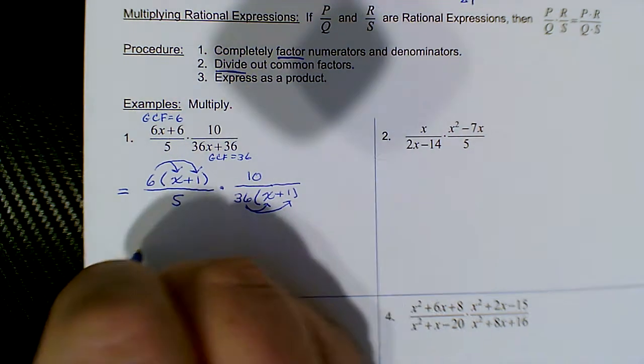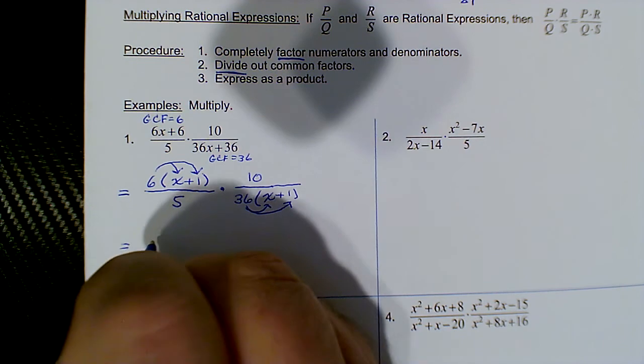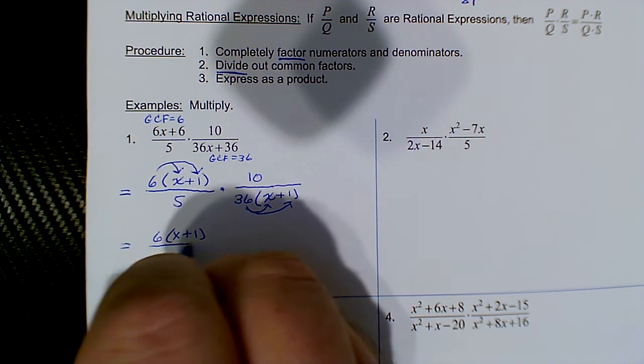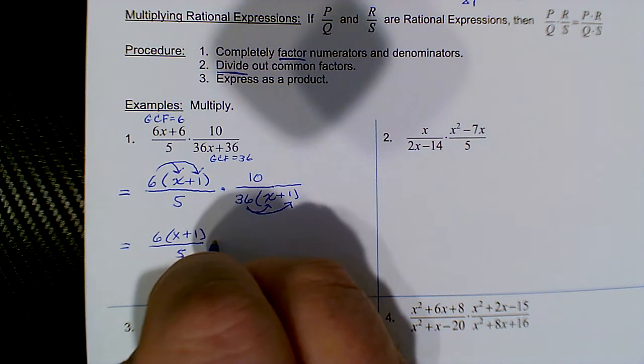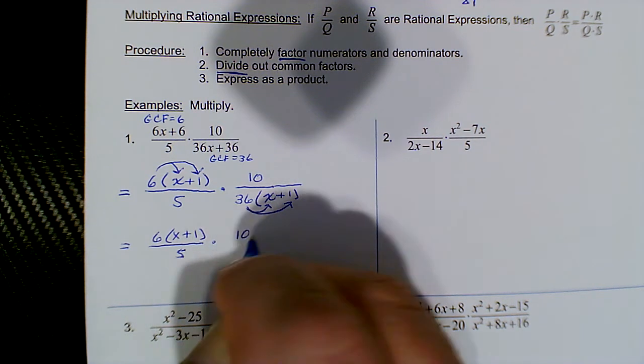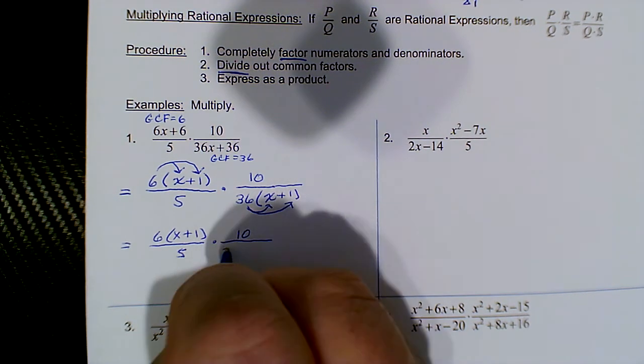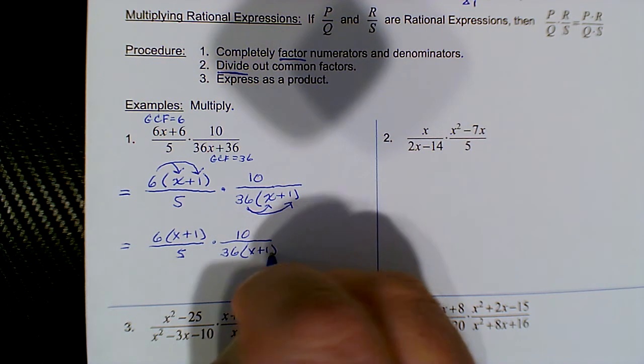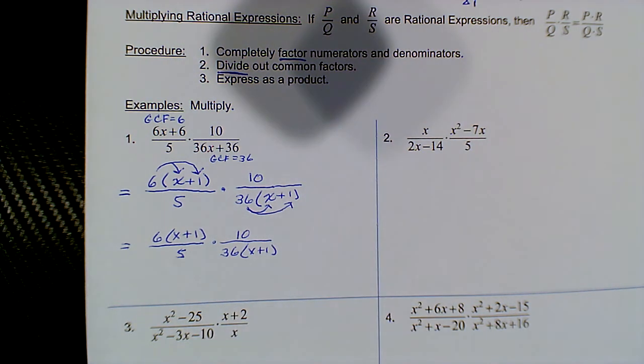So let me rewrite this without all the arrows in there. So I've got 6 times the binomial quantity x plus 1 over 5, and then times 10 over 36 times the binomial quantity x plus 1. And now we can do the cancellations.